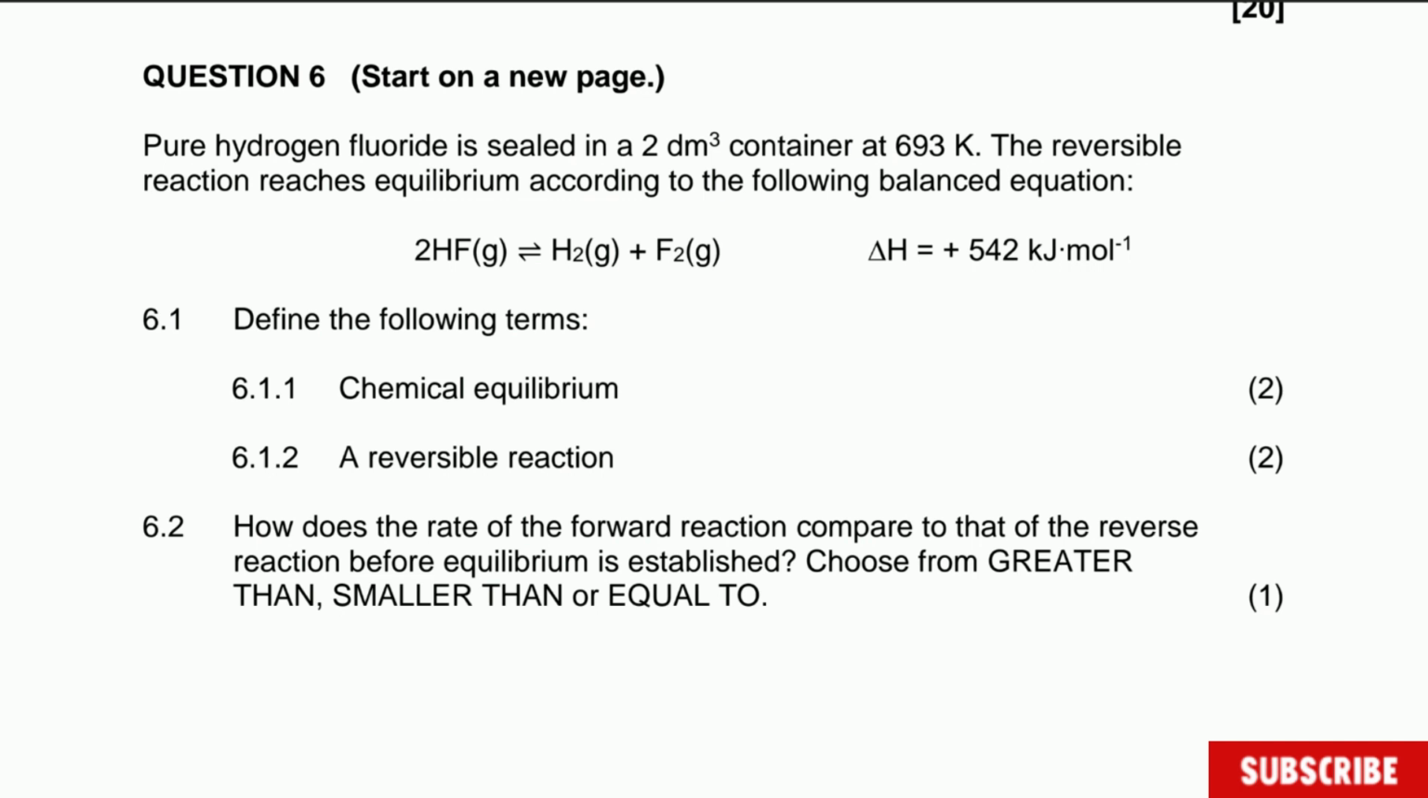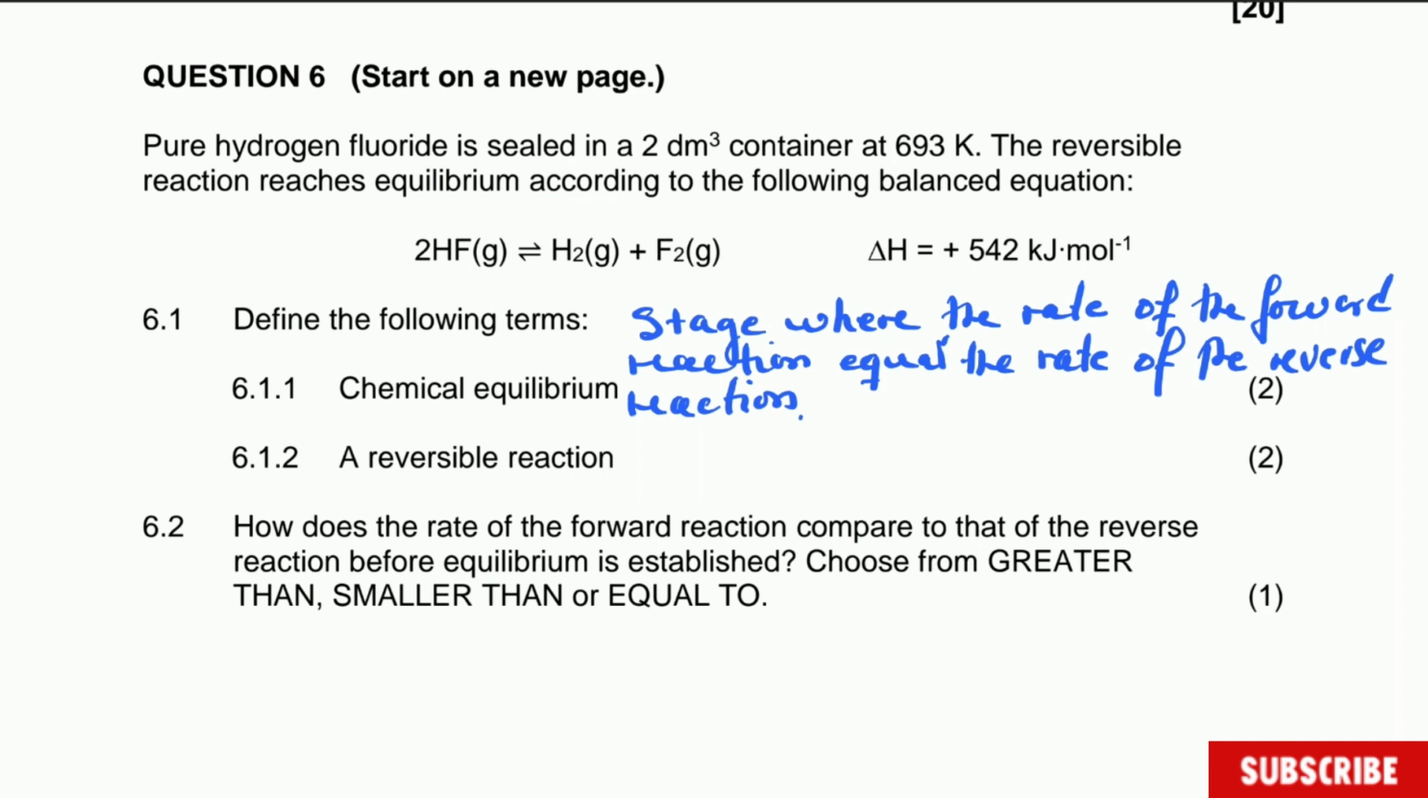Define the following terms: chemical equilibrium. Alright, so what is chemical equilibrium? It's the stage where the rate of the forward reaction equals the rate of the reverse reaction. It's quite a simple definition, this one guys, and for sure it is going to be in the question paper.